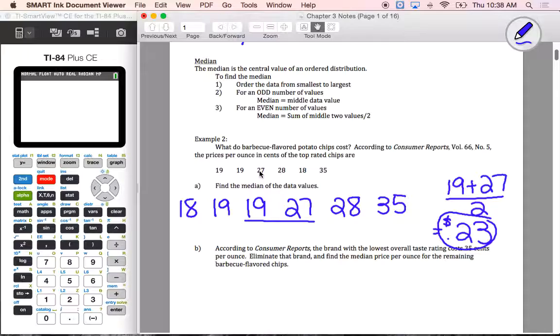Then it says the brand with the lowest overall taste rating costs 35 cents. Eliminate that brand and find the median price per ounce for the remaining barbecue flavored chips. So we're going to get rid of our 35. So don't count 35 anymore. So if I don't count 35, that means my middle number has to be the second 19. So that means we're going to have 19 cents.